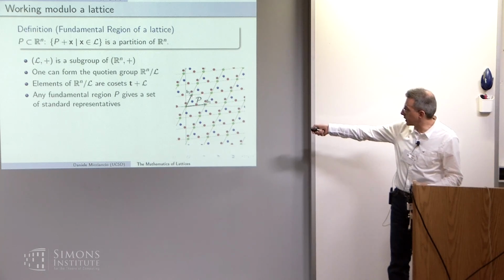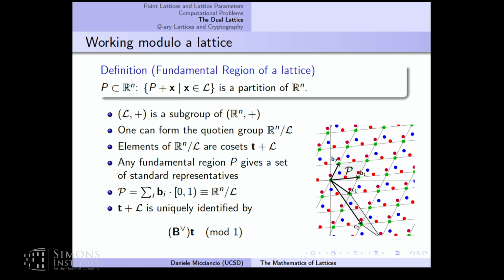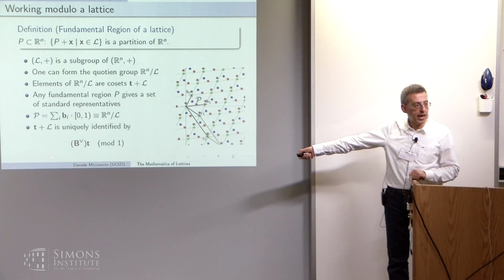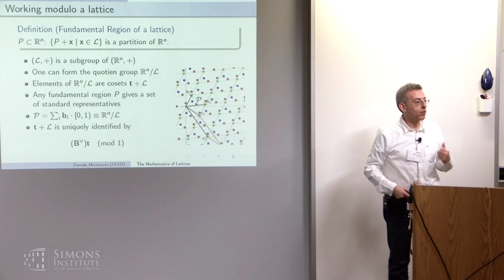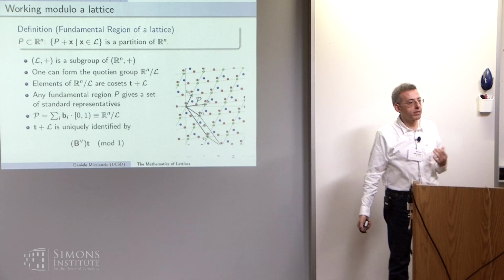And notice each of these regions has exactly one, if you take the half-open region, so the boundary points are not repeated twice, you will get exactly 1 point for every color. And if you change your basis, you will get a different set of standard representatives, but you will still get only one per coset. And there is a different way to represent these cosets, which is by taking the scalar product between your target and a basis for the dual lattice.